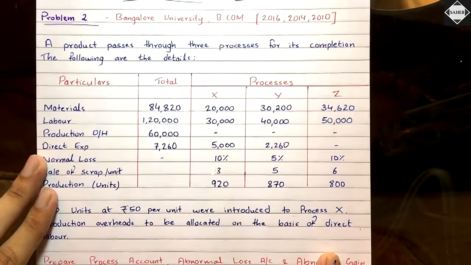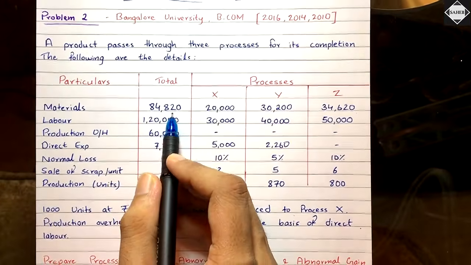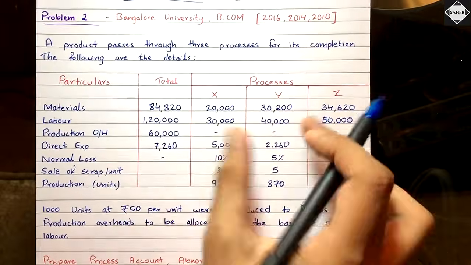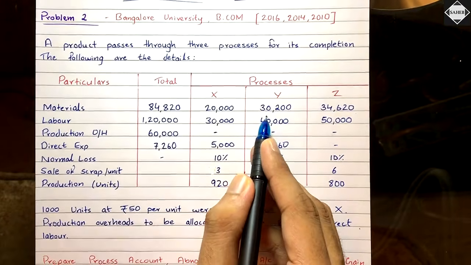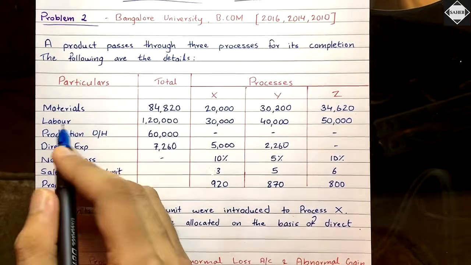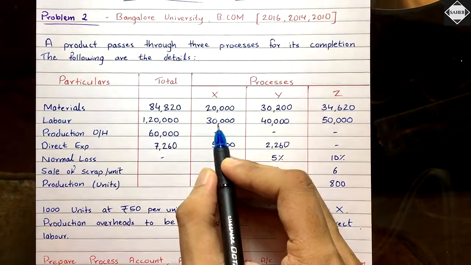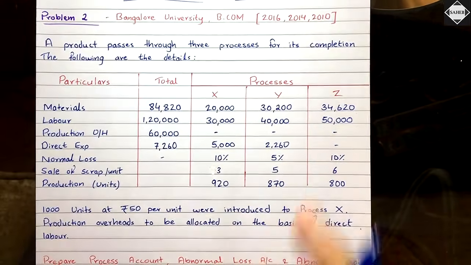Let's understand this. In the particulars column, what do we have first? Materials 84,820. This is the whole amount, and then the bifurcation is also given. In X, the materials put in are 20,000. In Y, it is 30,200. In Z, it is 34,620. Then we have labor, 1,20,000 in total across all the processes, and the bifurcation is 30,000, 40,000, 50,000 rupees. These all are amounts.